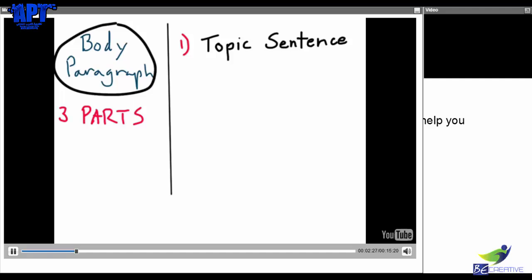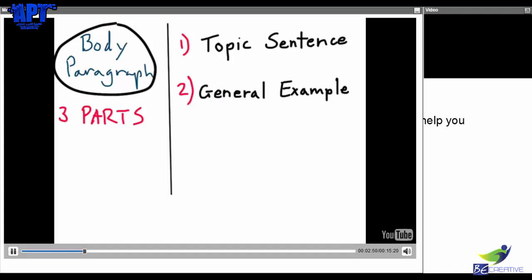As a very general example, let's say you're writing an essay about pizza and why you think it's the best food in the world, and you have a couple of supporting ideas, and one of your supporting ideas is that it's delicious. Your topic sentence is going to be something like, pizza is the most delicious food in the world, followed by some sort of general example.